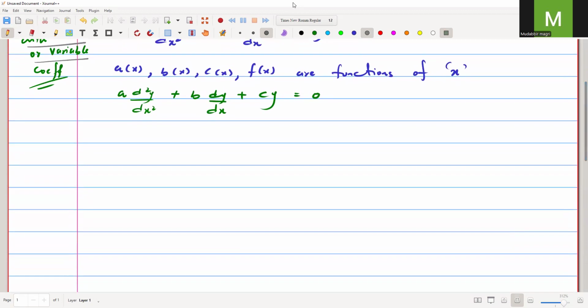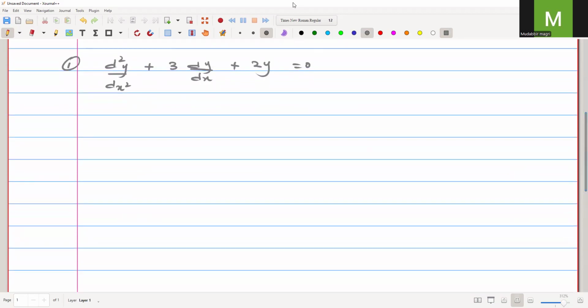So let us consider an equation and see how to solve it. Let us have this equation d squared y over dx squared plus 3 dy by dx plus 2y equals 0. It's a simple linear homogeneous differential equation with constant coefficients.